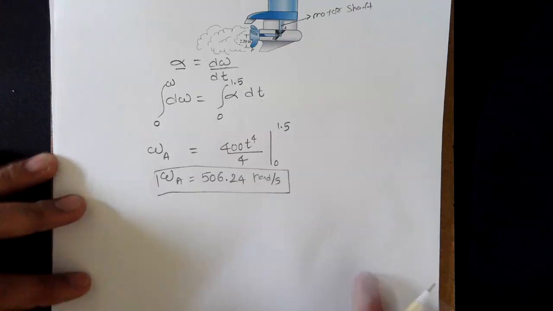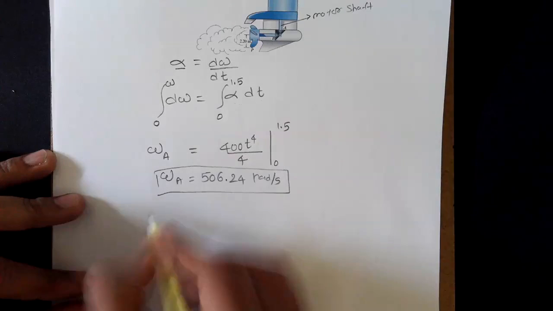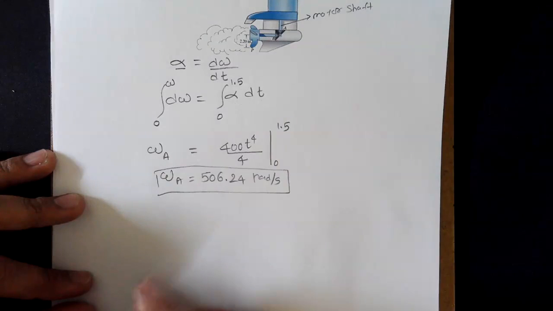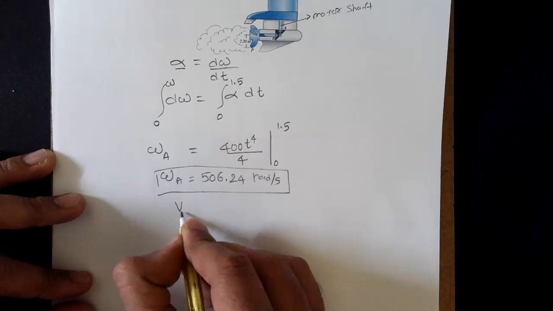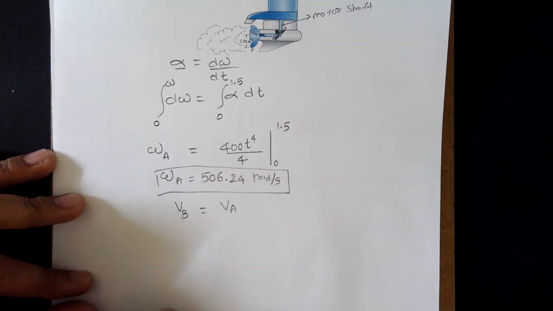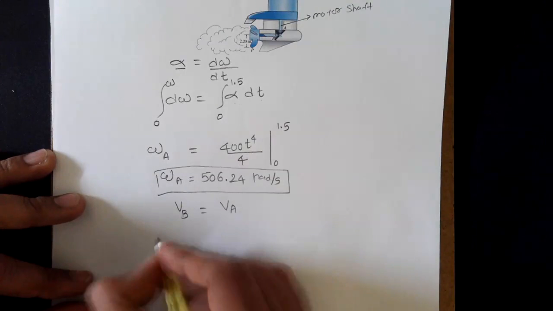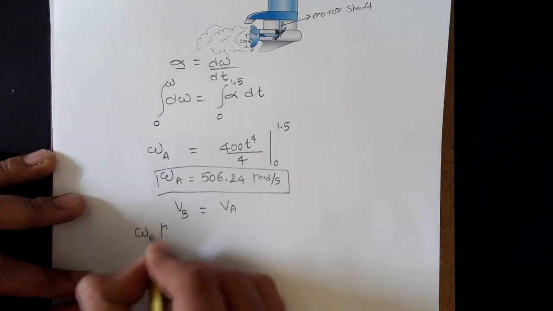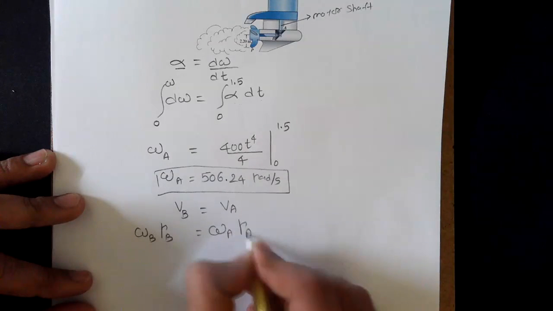And next step is we need to calculate angular velocity of gear B. Now A and B, they are in contact. So at the point of contact, they both have the same surface speed. So we can say that velocity of gear B is the same as velocity of gear A, because they are in mesh. Now we can substitute the velocity in terms of omega: omega B RB is equal to omega A RA.